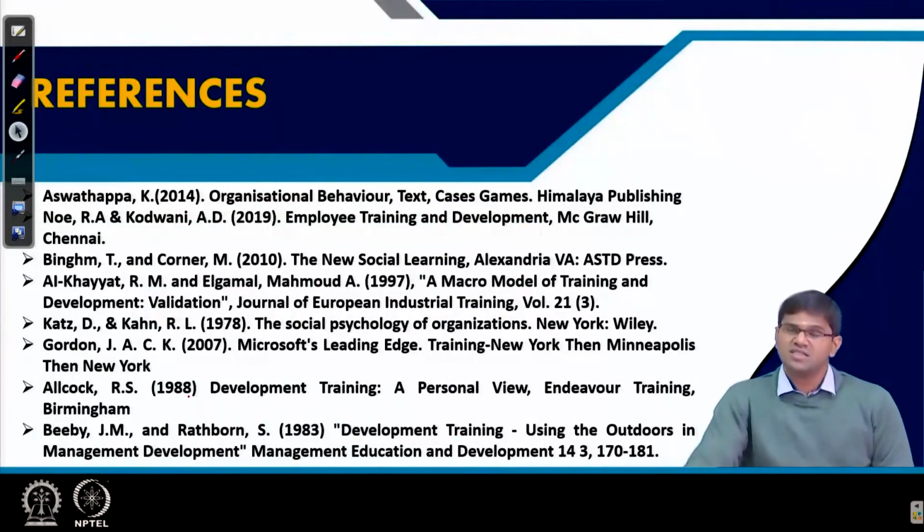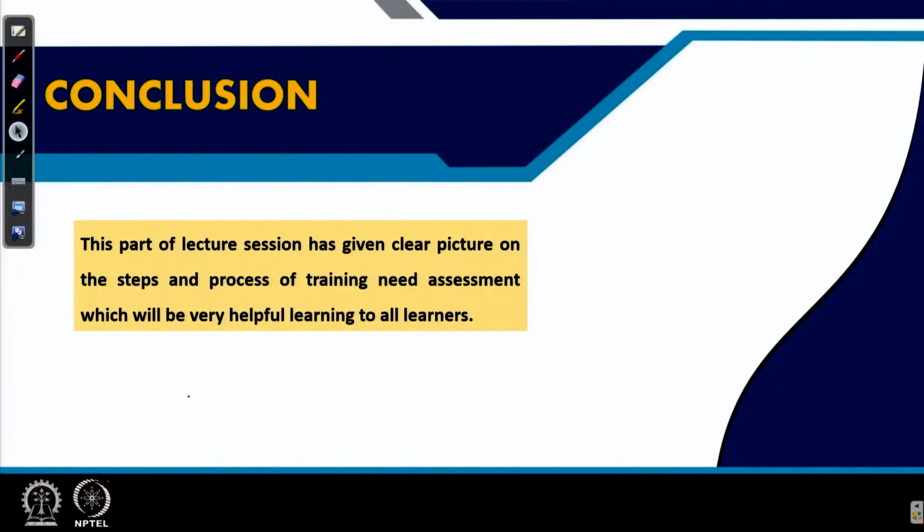Okay, so to summarize, today we learnt about the steps involved in training need assessment. We also understood the process of training need assessment, and in detail we discussed conducting organization analysis. We also looked at what the company level functionaries look after in each of these analyses: the organization level analysis, the person analysis or person characteristics analysis, and also the task analysis.